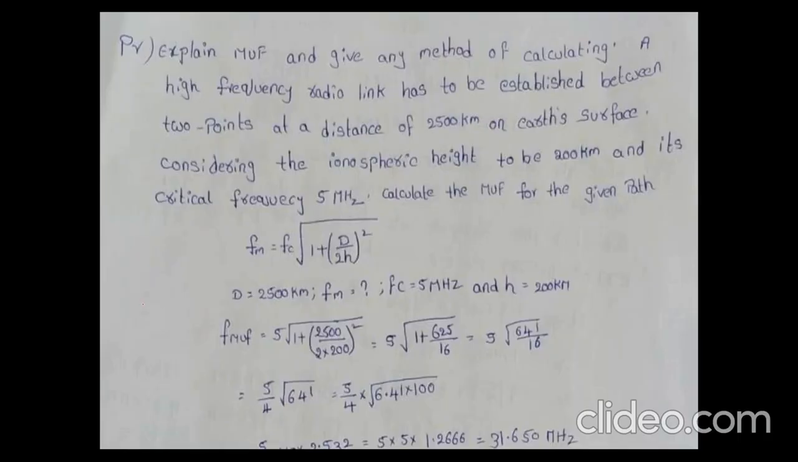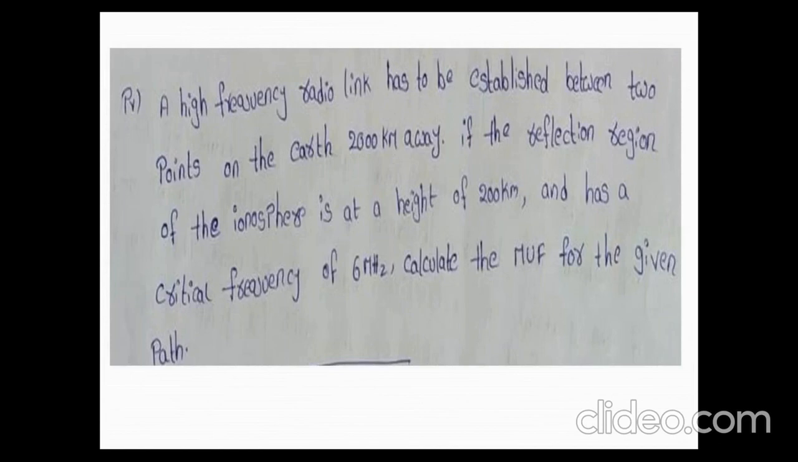So let's see the next problem. A high frequency radio link has to be established between 2 points on the Earth 2000 kilometers away. If the reflection region of the ionosphere is at a height of 200 kilometers and has a critical frequency of 6 megahertz, calculate the MUF for the given path. Any change in the formula? No change, same formula. So substitute and tell me the answer quickly.